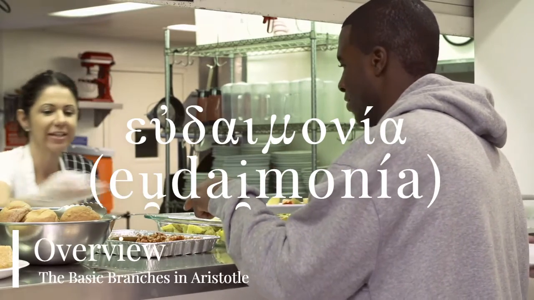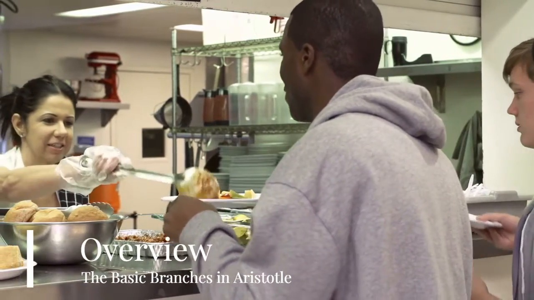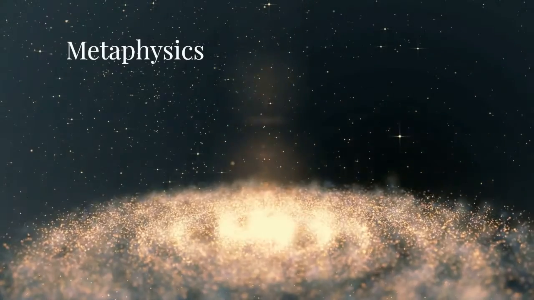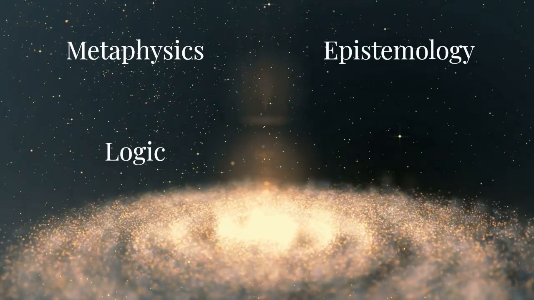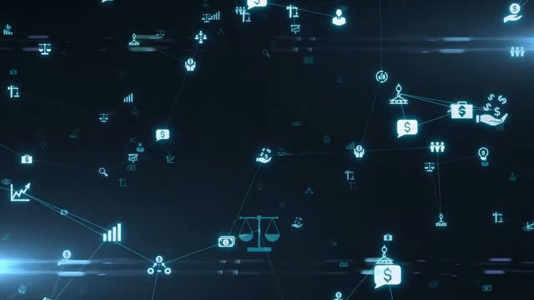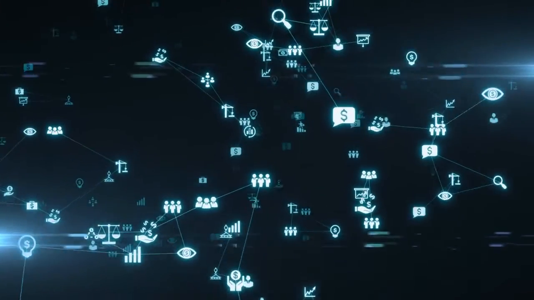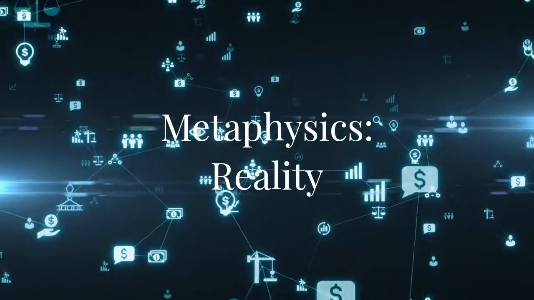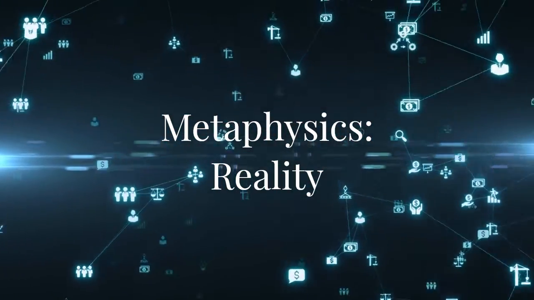In summary, in this lecture, we used simplified articulations of Aristotle's metaphysics, logic, epistemology, and ethics to introduce these major branches of philosophy and show how they can all fit together in a philosophical system. In Aristotle's metaphysics, we discussed what is real, specifically the properties of being.